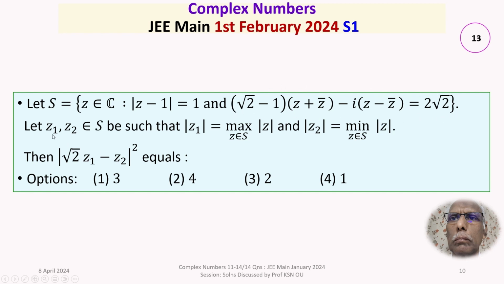And let Z1, Z2 belongs to S such that mod Z1 is the maximum of all those mod Z, where Z belongs to S. Mod Z2 is equal to minimum of mod Z, where Z belongs to S. Required to find modulus of root 2 Z1 minus Z2 square equals.